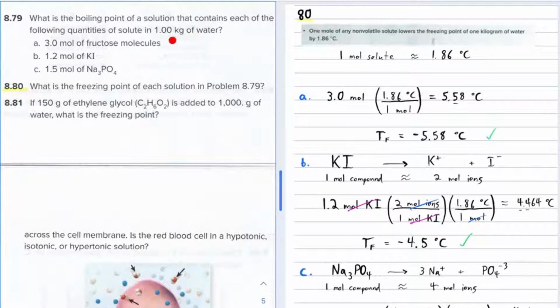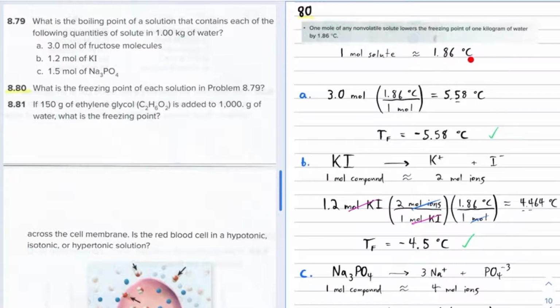And the question is, what is the freezing point of each of these solutions? Well, water freezes at 0 degrees Celsius. If you have 1 mole of solute particles, then that freezing point goes down 1.86 degrees. If you got 2 moles of solute particles dissolved in the kilogram, it would go down twice this much. And that's how you figure it out.